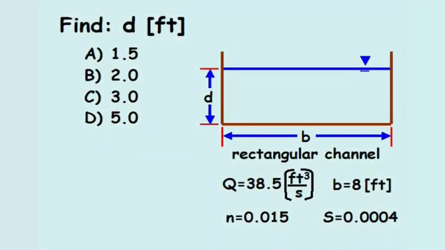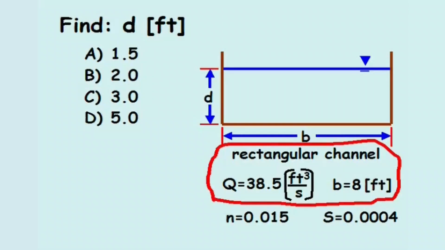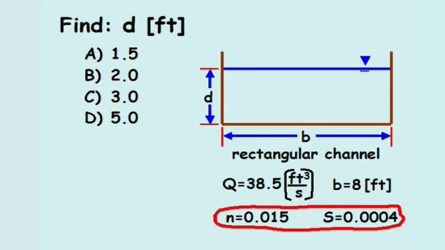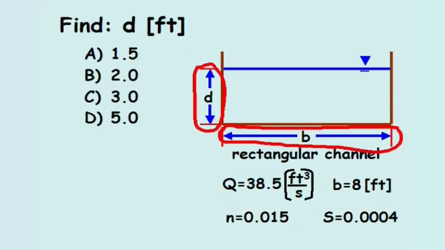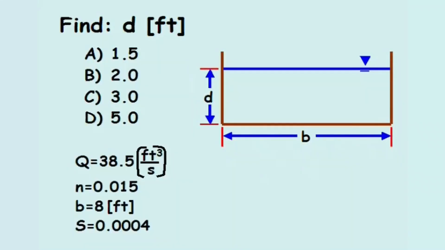Find the depth of water in feet. In this problem, a rectangular channel with a known base width flows at a constant rate. The slope and roughness of the channel are also provided. Keep in mind, this diagram is not necessarily drawn to scale.